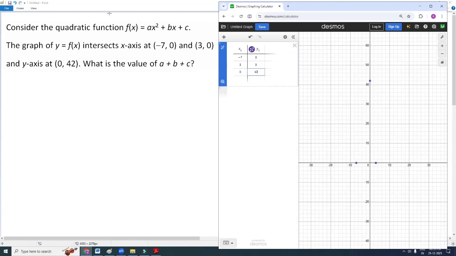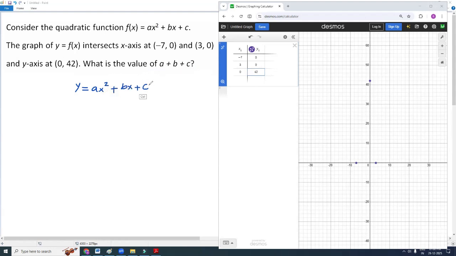Since we have y = f(x), we can plug in this y for f(x) here in the given quadratic function. Then the given quadratic function will become y = ax² + bx + c. Now we have to take this equation in Desmos. My aim is not to get the graph of this equation. My aim is to get the values of the constants a, b and c, because I want to get the value of the expression a + b + c.